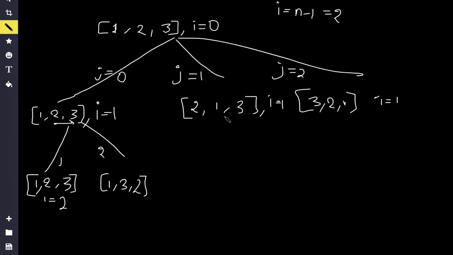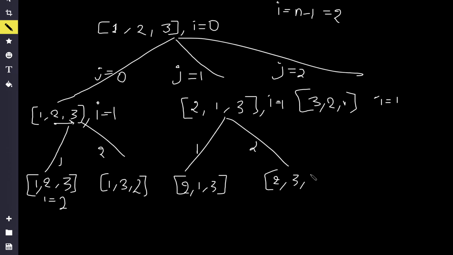Okay, let us see for this. Similarly, here also, the first call will be swapping with j equal to 1 and i equal to 1. So the array will remain the same because our j was 1 and we swap 1 with 1. In this case, our j is 2, so we will swap this and this. So our array will be like 2, 3 and 1.